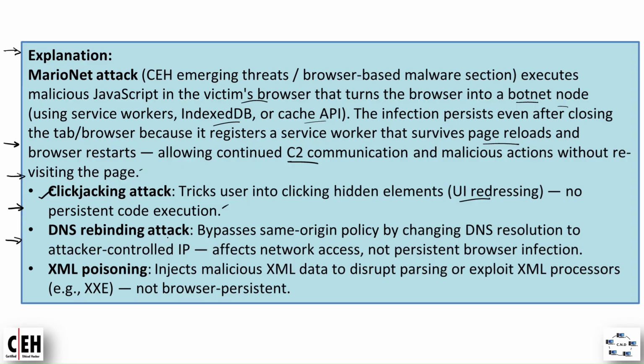DNS rebinding attack bypasses same origin policy by changing DNS resolution to an attacker-controlled IP. It affects network access, not persistent browser infection. And XML poisoning injects malicious XML data to disrupt parsing or exploit XML processors, for example, XXE, not browser persistent.